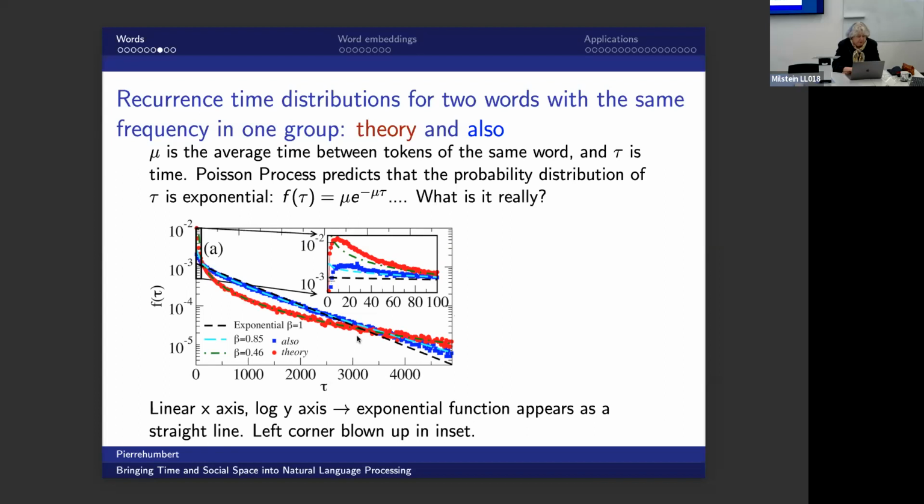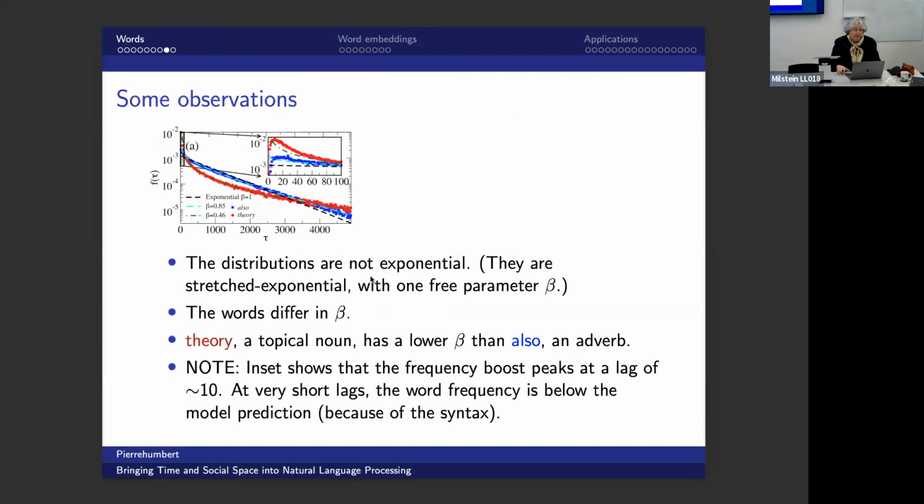As you go out to the primary part of the figure, you can see that the curve for theory is very bowed. It goes way below the exponential prediction, and then it's above, whereas the one for "also" is closer. Okay, so here are some observations about that. They're not exponential. In fact, they are a stretched exponential or Weibull distribution, which has one free parameter, beta. You can fit that to every single word. You get unbelievably good fits. The words differ in beta, but there's a system: a word like theory, which is a topical noun, has a lower beta than "also".